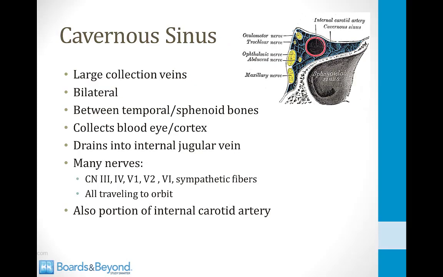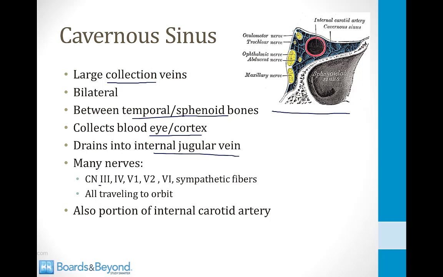The cavernous sinus is this really unique area of the skull and brain. It's a large collection of veins on both sides of the head, and it sits between the temporal and sphenoid bones. This is a picture of it up here in the right corner. And it collects blood from the eye and the cortex and drains into the internal jugular vein just like all the other dural sinuses.